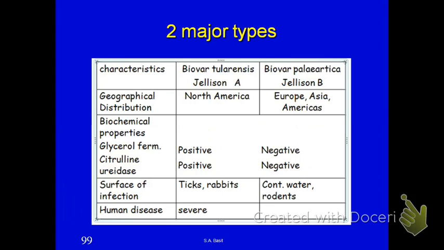On the other hand, Jellison B, or the Palearctica, would be negative for glycerol and citrulline ureidase. And the main source, let me correct it, it's not surface, it's source. The main source of infection would be contaminated water and rodents. Less severe as compared to Jellison A.